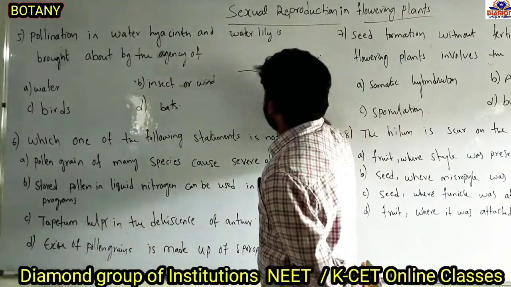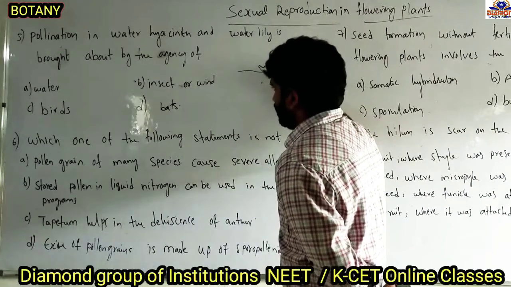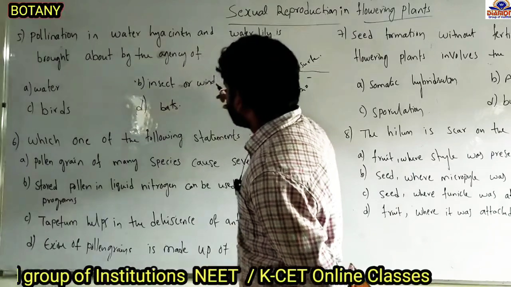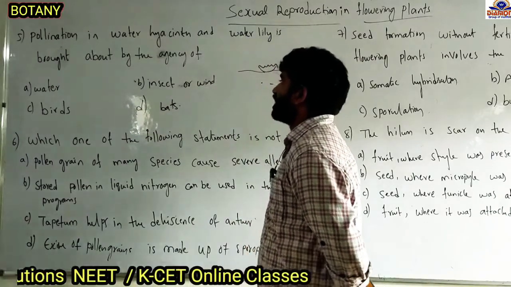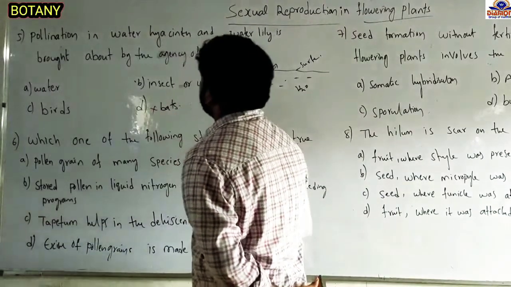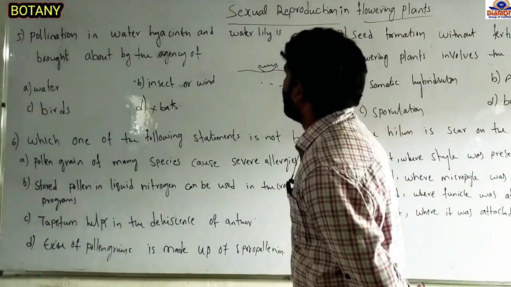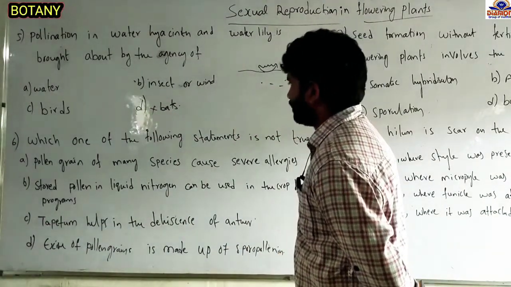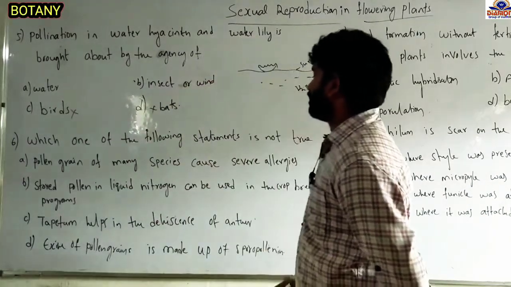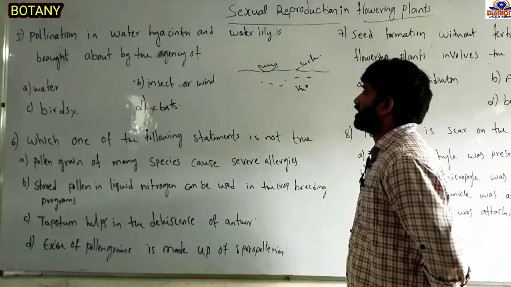Pollination in water hyacinth and water lily can take place through the options given: water, insects and wind, birds, and bats. Now, bats are not involved in the pollination of water lily and water hyacinth, and birds are also not involved. Water is also not involved in their pollination.